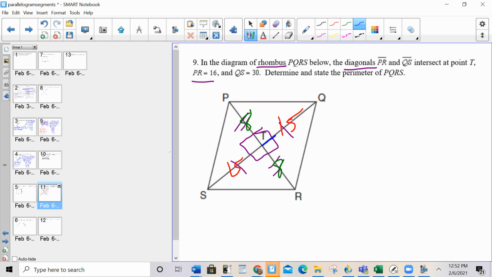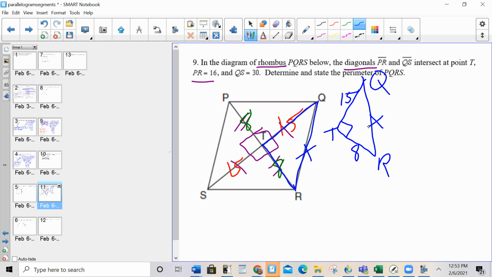Since they're perpendicular and we have right angles, I have a right triangle hidden within the bigger picture. So it might be easier to kind of redraw it. And it doesn't matter which triangle I picked, because there's 4 right triangles here. They're all congruent. So this is 15. This is 8. It wants the perimeter of PQRS. Well, in order to find the perimeter, I would first need to find one side.